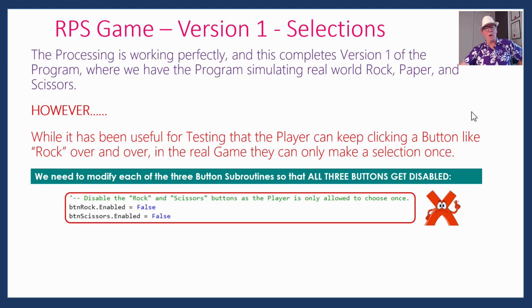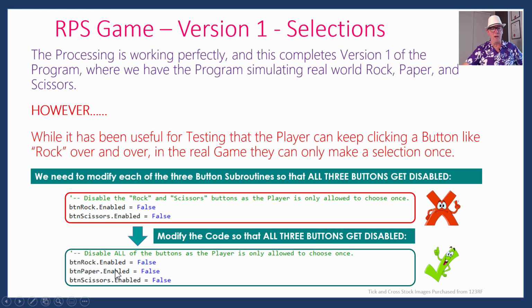So where we've got here is to just disable the rock and scissors button. If you go into the button click subroutines, one of the lines of code in there was disabling the other 2 buttons, turning them to false. Well, that was wrong. We actually need to modify the code and make sure all 3 buttons get enabled false, all right? So don't just have 2 of them enabled false. Make sure you get all 3 different buttons enabled false, okay?